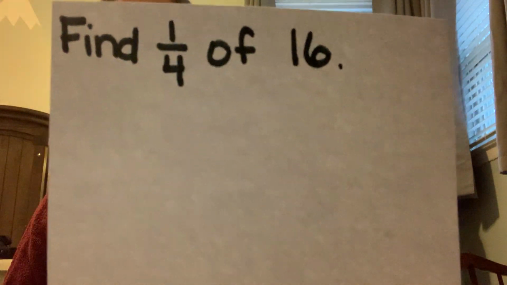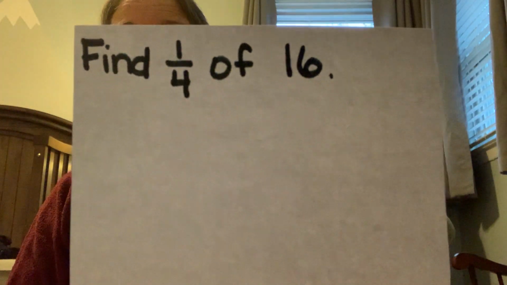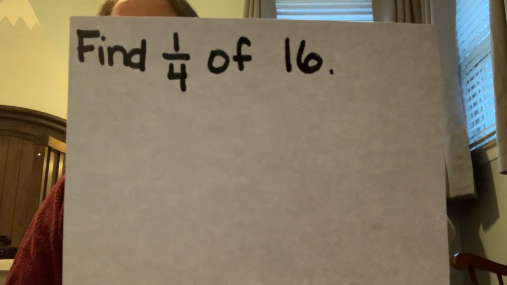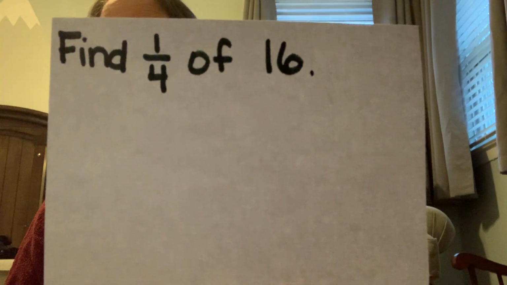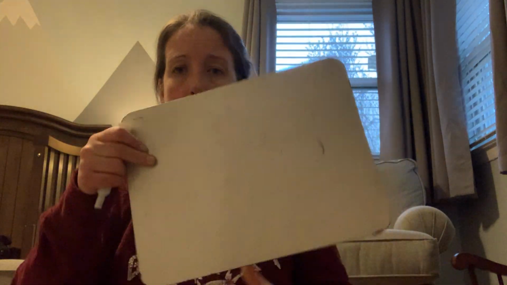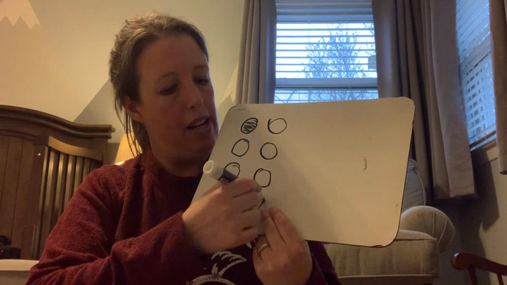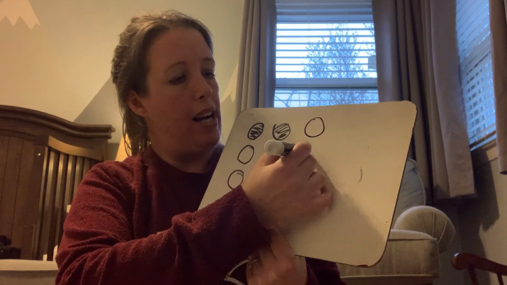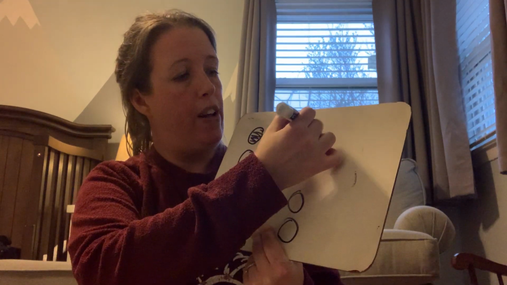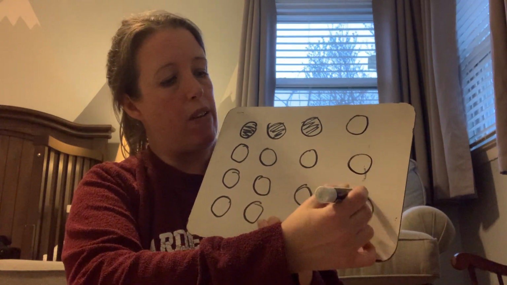Let's try another one. Find 1/4 of 16. So I know I'm going to have 16 total counters, and I'm going to put them in groups of 4, and I'm going to shade in 1 out of every group of 4. So 1, 2, 3, 4. I'm going to shade one of them. 5, 6, 7, 8. Shade one of them. 9, 10, 11, 12, 13, 14, 15, 16.